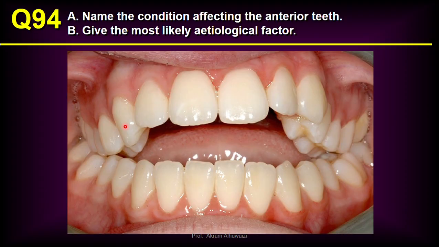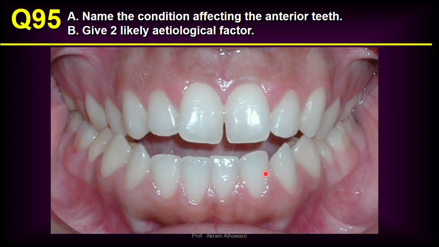Name the condition affecting the anterior teeth. It's anterior open bite. Give the most likely etiological factor. The most likely etiological factor, because it's asymmetrical, would be digital sucking. Name the condition affecting the anterior teeth. Anterior open bite. Give 2 likely etiological factors. Well, since it's symmetrical, it could be tongue thrust. It could be skeletal open bite because of vertical overgrowth.